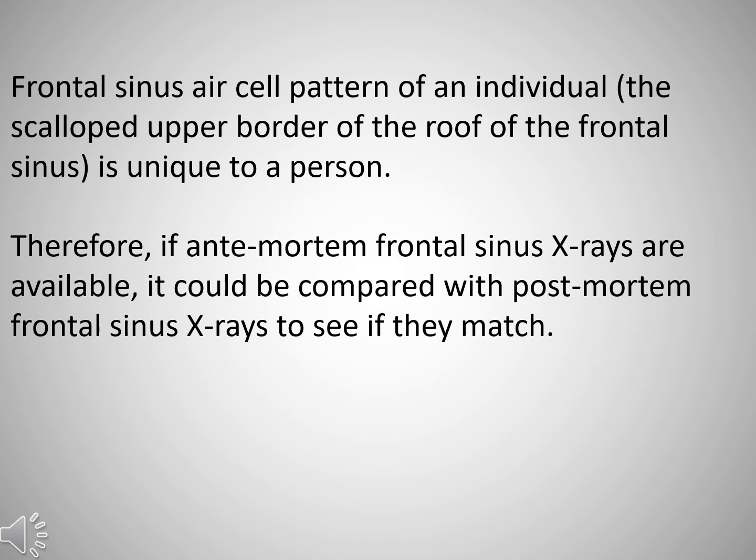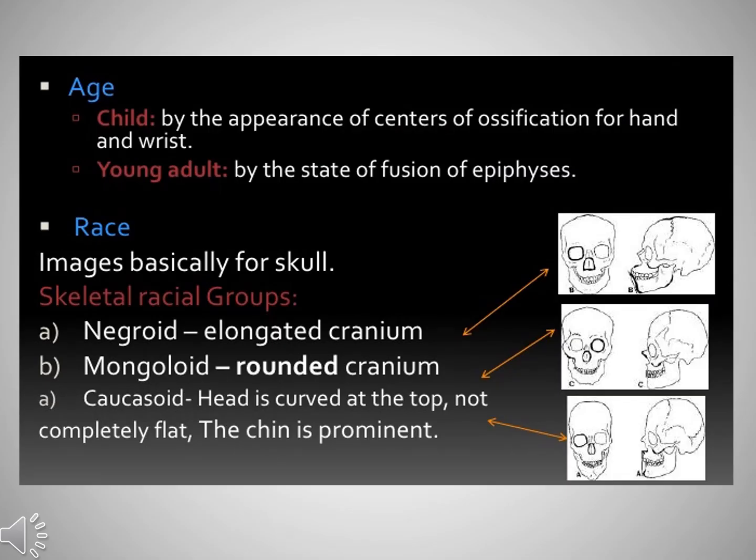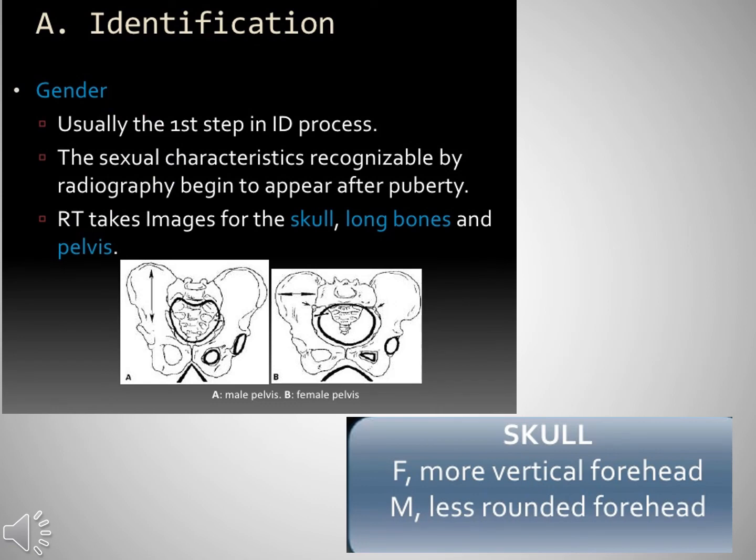Frontal sinus air cell pattern of an individual, the scalloped upper border of the roof of the frontal sinus, is unique to a person. Therefore, if antemortem frontal sinus X-rays are available, they could be compared with the postmortem frontal sinus X-rays to see if they match. These are some radiographic images which we use to determine the identity of a person. Both age and race can be determined with the imaging studies. Gender can also be identified by using radiological methods.